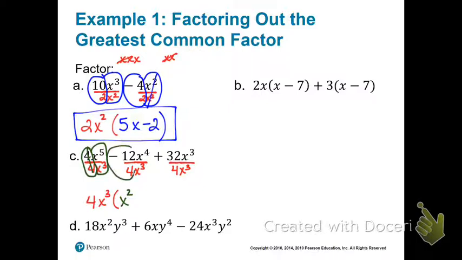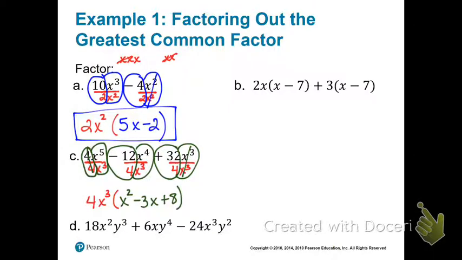We have negative 12 divided by 4, which is negative 3. And x to the 4th divided by x cubed. Keep your base, subtract your exponents. There should be a 1, or we don't have to write the 1. Then we got 32 divided by 4, which is a positive 8, and x cubed divided by x cubed, which cancels.